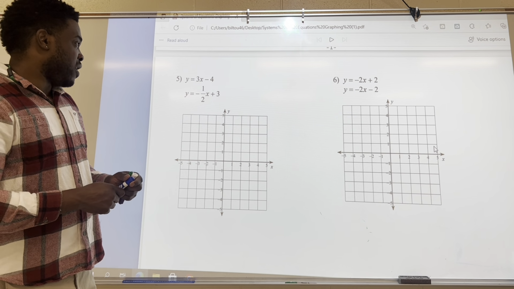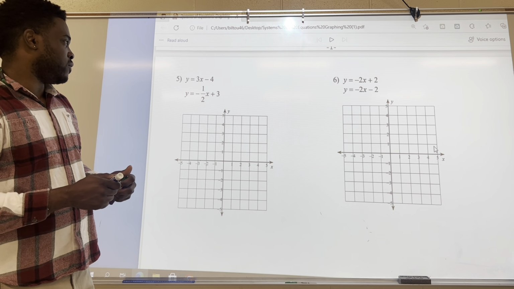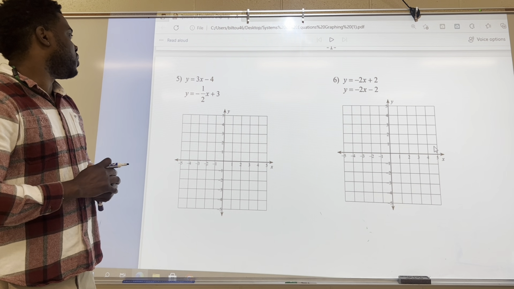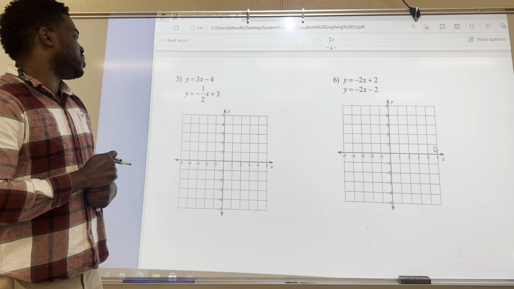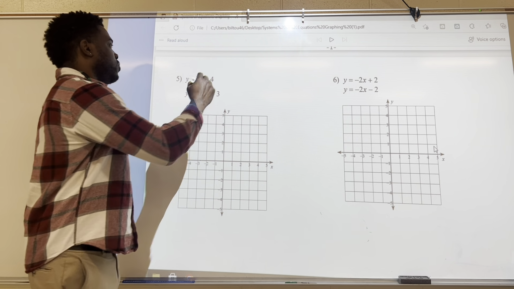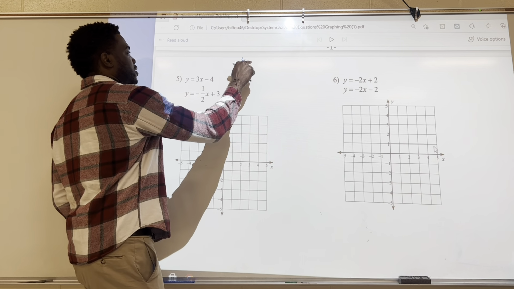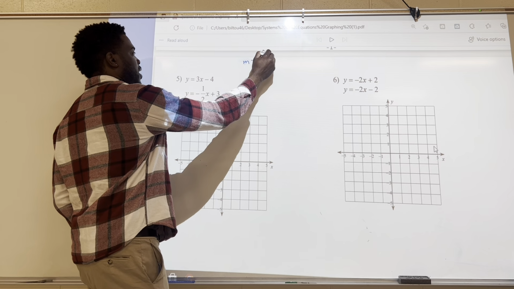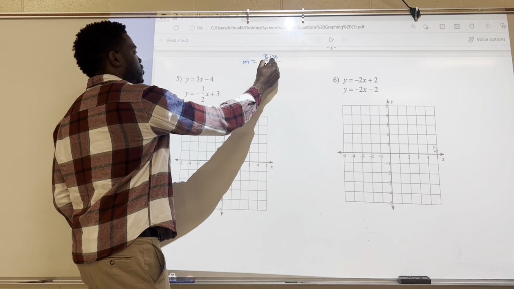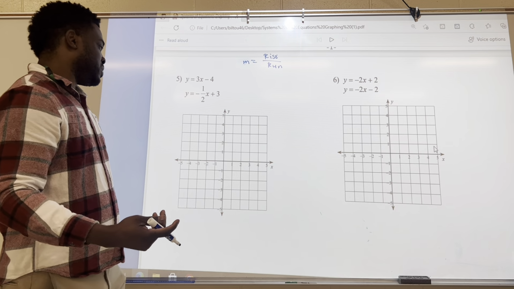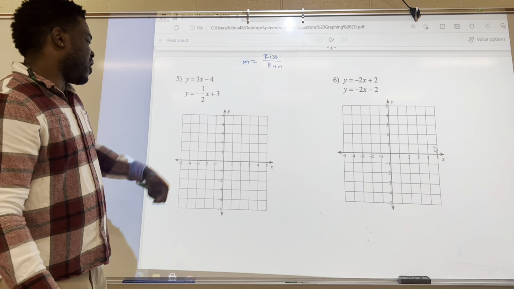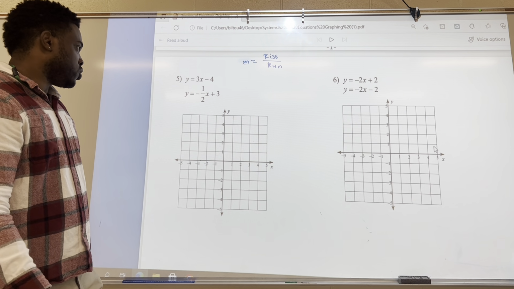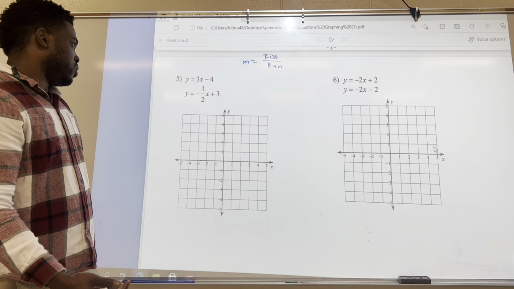The way we solve this by graphing, remember that we learned how to graph using the slope intercept form, where your slope is rise over run. We are going to use exactly the same idea to graph this system of equations and then find the solution from there. So the first thing we do, we look at our slope.